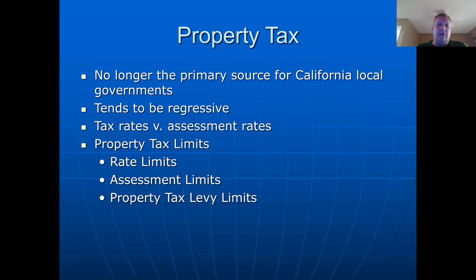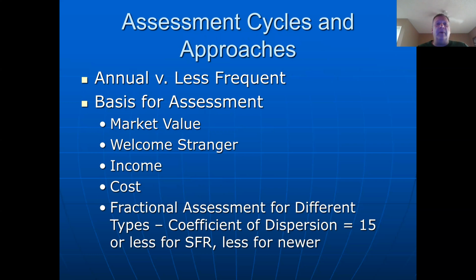It's when you combine the two together, the rate limit and the assessment limit, that's what gives you this property tax levy limit. That is then what is restrictive in terms of the amount of property tax revenue that local governments generate. Here in California, Proposition 13 is the example of a property tax levy limit. But how you assess the value of property is a very important consideration for calculating tax liability.